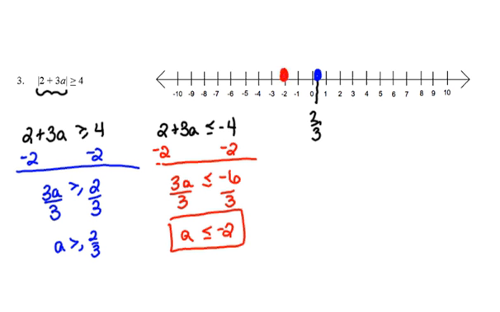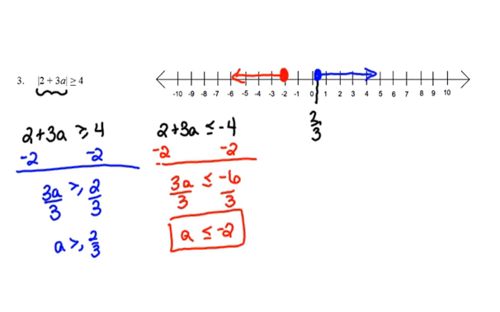Now we didn't shade yet, so for our first equation, my first closed circle in blue, my 2/3, since it was greater than, I would shade to the right. And for my red answer, which was number 2, that was a less than, that gets shaded to the left. So now my solutions are going the opposite directions.